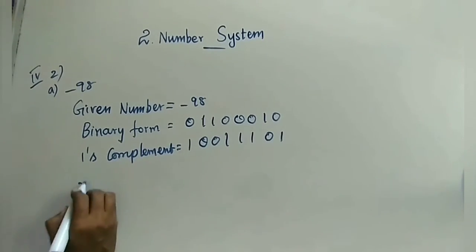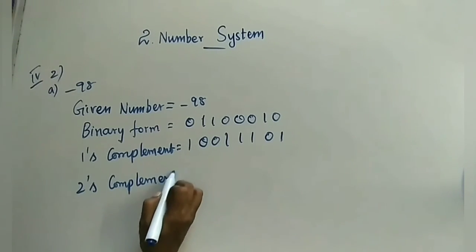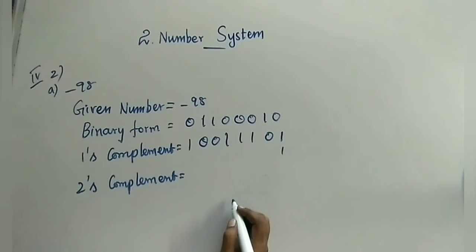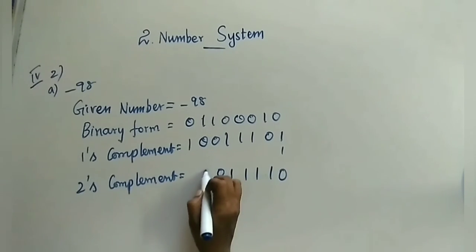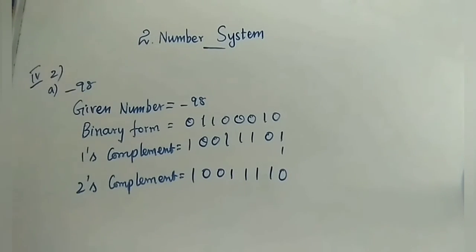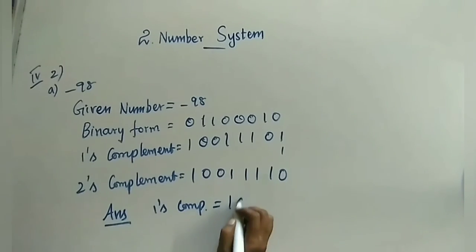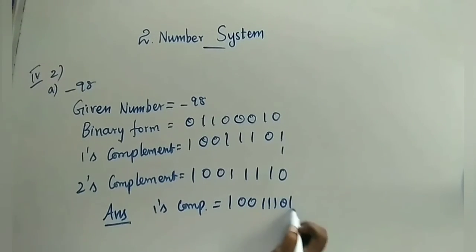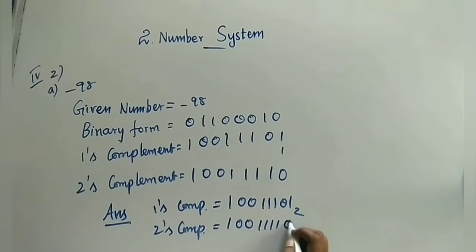Okay? Next it is your 2's complement. For 2's complement, what do you have to do? Yes, at last you have to add 1. Remaining as itself. How do you have to take it? Answer: 1's complement 1 0 0 1 0 1 to the base. Next one, 2's complement. Yes, this is the way how you have to write the answer.